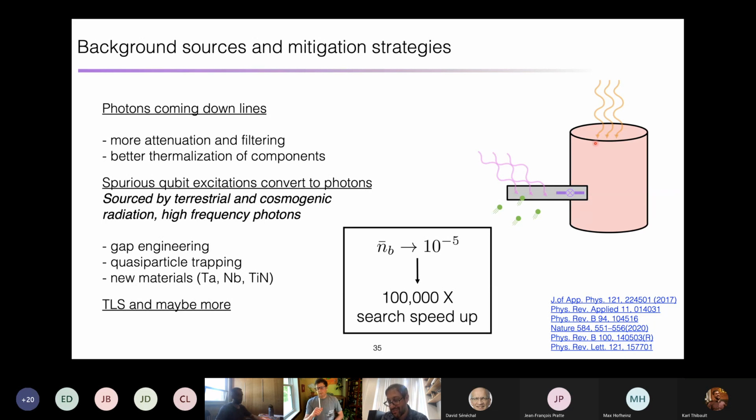And so we're trying to understand this better. One possibility is that we're still not thermalizing the photons or the electrons well enough, and it's just some stray light coming in. Another possibility is that if the qubit is hot, the wave function of the qubit and the storage cavity actually are overlapping.